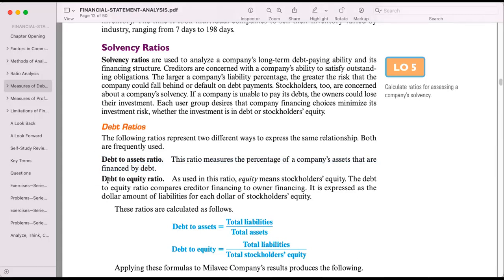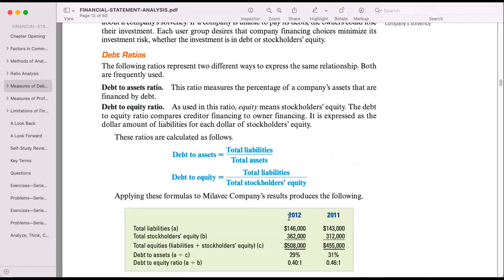Here naman yung debt to equity, same lang din, gina-measure lang niya ang percentage of a company's asset, tapos ang gina-finance is equity. So ito yung formula niya. Debt to asset: total liabilities over total assets. Debt to equity: total liabilities over total stockholders' equity.